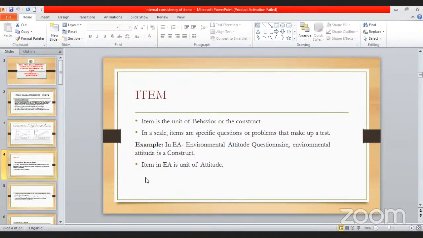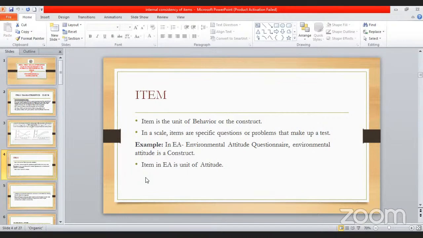So today we're going to learn about internal consistency. It is very important to know what an item is. In the last class, we saw what an item is, but today we are going to deal with items with examples. An item is basically the unit of behavior or construct. In a scale, we use items because they are the specific questions or problems that make up the test.